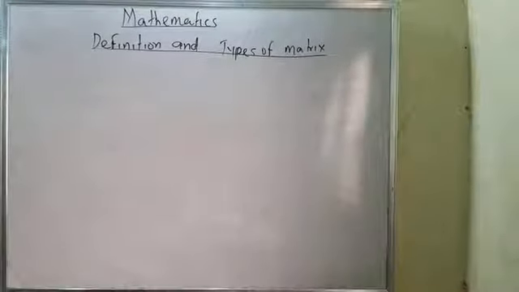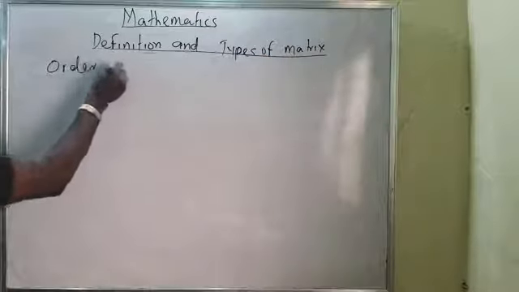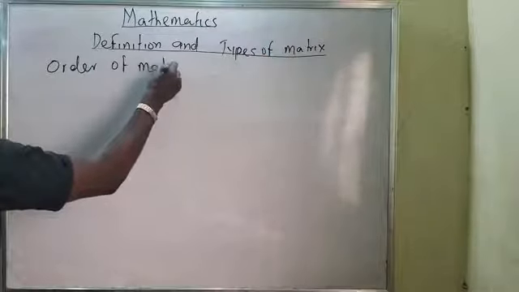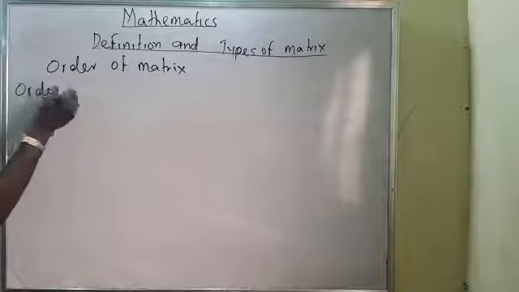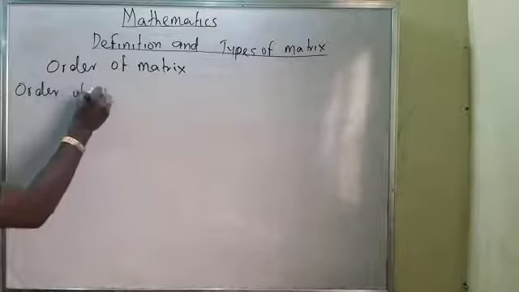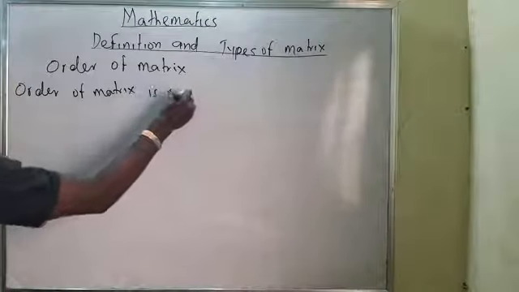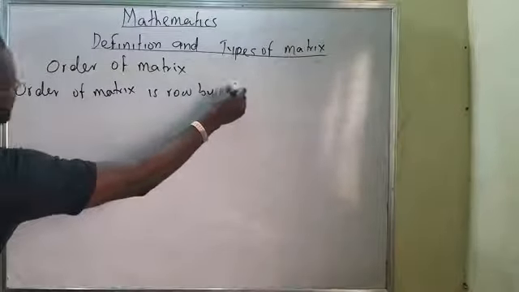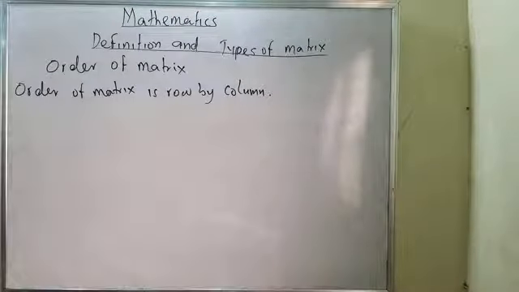Now, order of matrix. Look at the order of matrix now. If I should talk about order of matrix, look at this one. With what I've been saying, order of matrix is row by column. Please take note of that information. Very, very important.